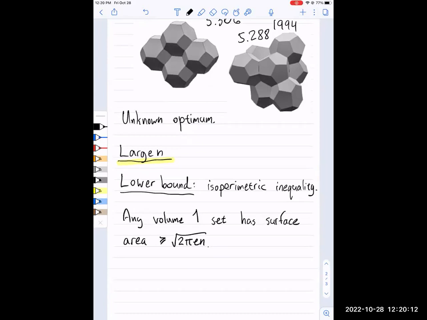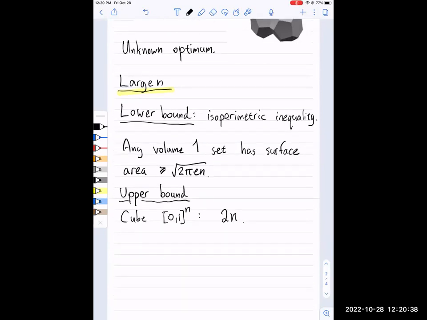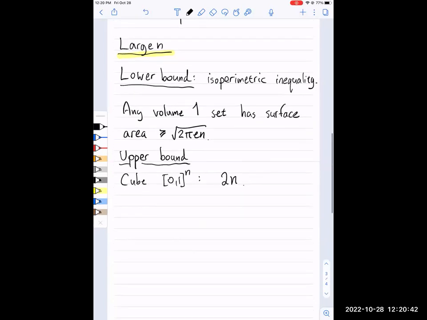So how do you actually get there? How can you prove an upper bound? Can you find a way to partition space? The easiest is to just take a cube. So you can take a cube, of course, [0,1]^n, like we did before. And that gives 2n, right? Because we have 2n faces, each of area 1. Okay. Can we do better? And yes, we can do better.